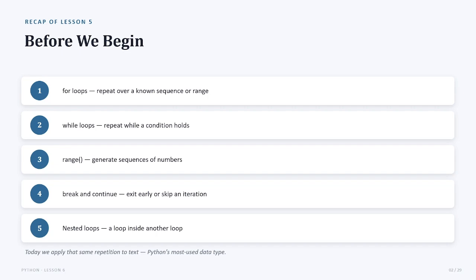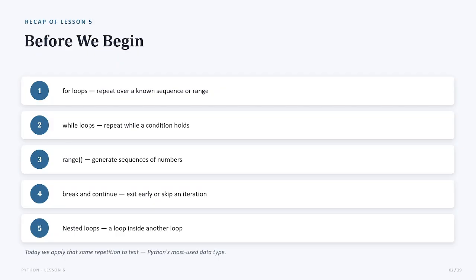Before we begin, let's quickly revise what we have learned in lesson 5. We learned about loops. A for loop allows us to repeat something over a sequence or range. For example, we also learned the while loop. We learned that a while loop continues as long as its condition remains true. We have learned about break, which completely stops a loop, and continue, which skips the current iteration and moves to the next one.